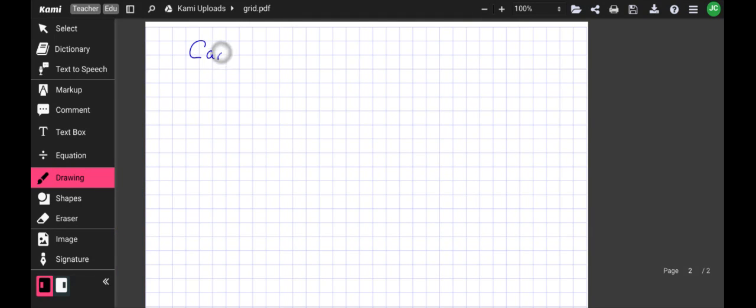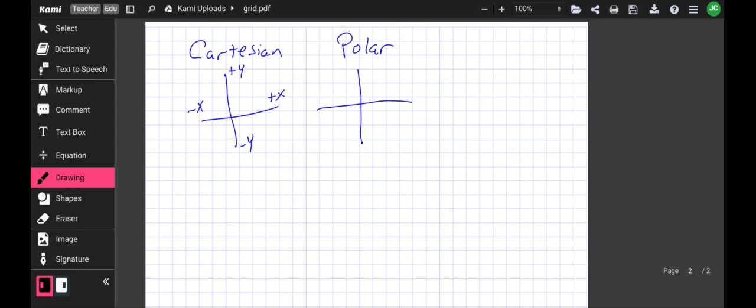The Cartesian coordinate system is a coordinate system that you are familiar with, of plus x, plus y, negative x, negative y. The polar coordinate system is the system we've been using with vector addition, with 0 degrees to the right, 90 degrees up, 180 degrees to the left, and 270 degrees down.